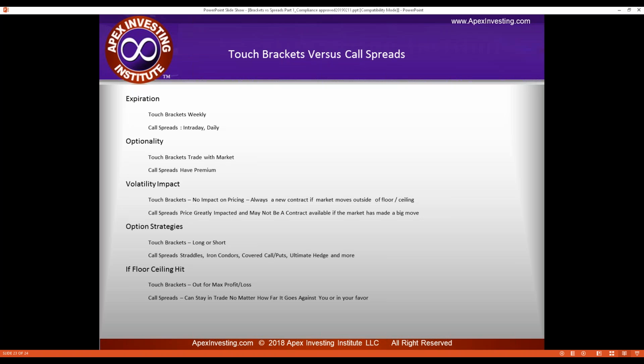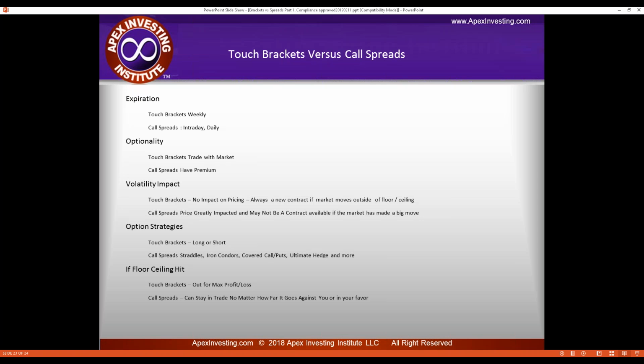Does that make sense? But what if it's just a straight up directional trade? You're expecting it to zip on up. Well, then there might not be a reason to use a call spread and pay any premium when you could just get in directly tick for tick to mirror the market with a touch bracket, right? We're going to dig into a little more of that next week to look at some examples of some market conditions. So, okay, guys, I hope that was helpful.